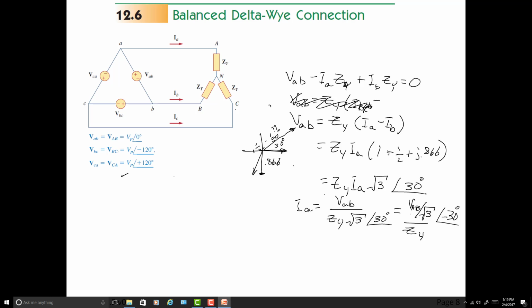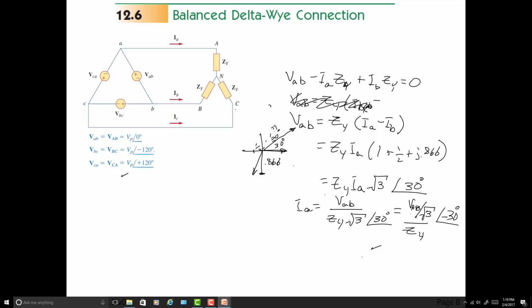We now have found the line currents as individual ones. That's the phase voltage against the impedance. And here we have now found the line currents. Got to watch myself here in the Y. Why am I doing that? Well, all right. Let's move on.